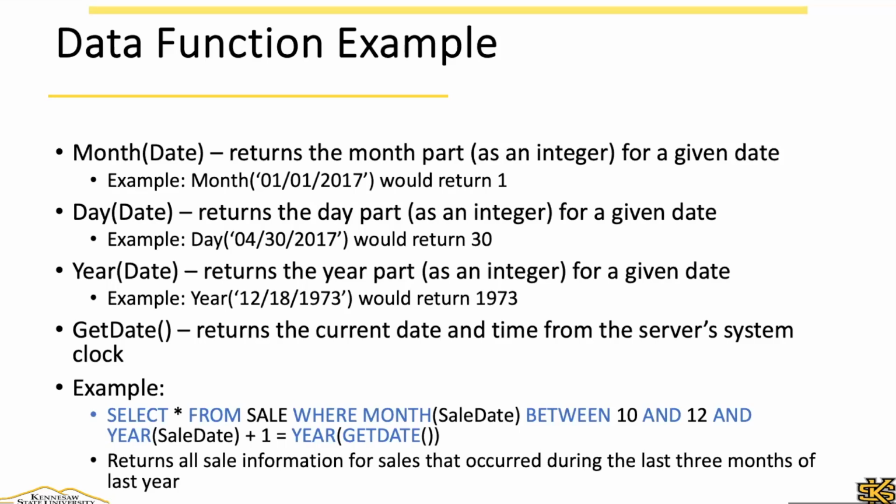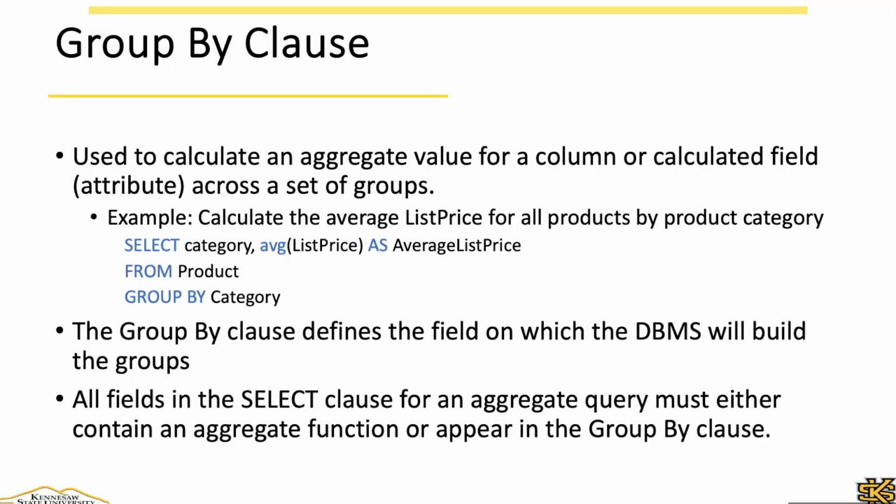These types of queries, combining month, year, and getdate functions, are useful when filtering records based on a specific time frame. The group by clause is used to calculate the aggregate value for a column or calculated attribute across sets of groups.